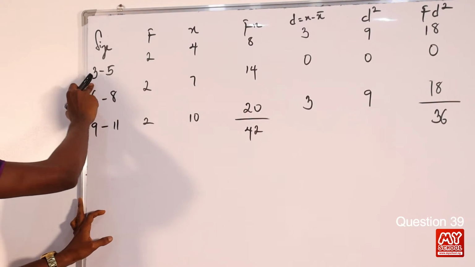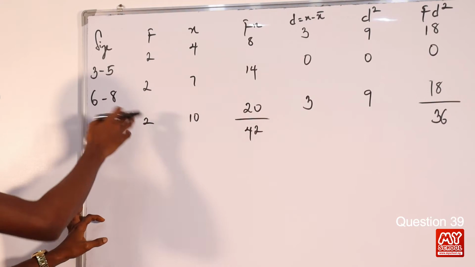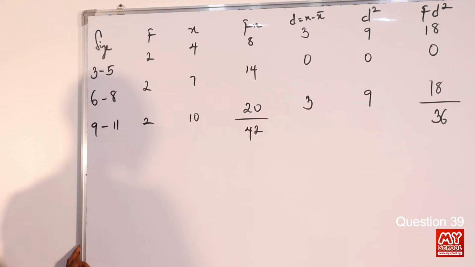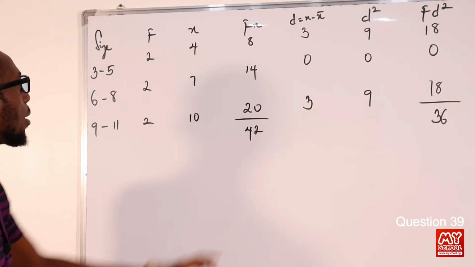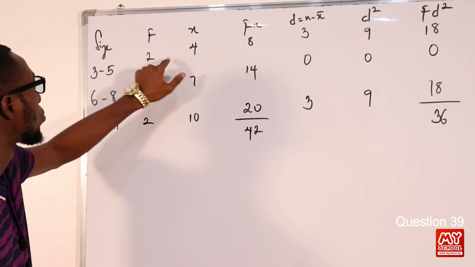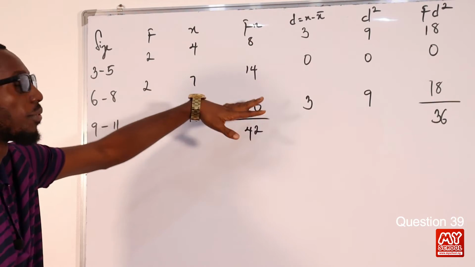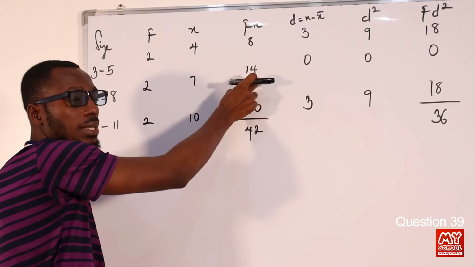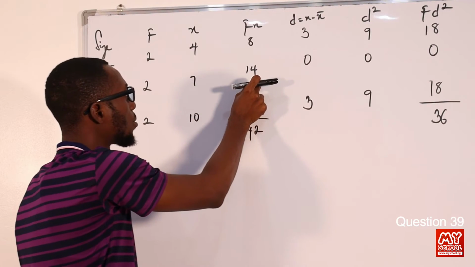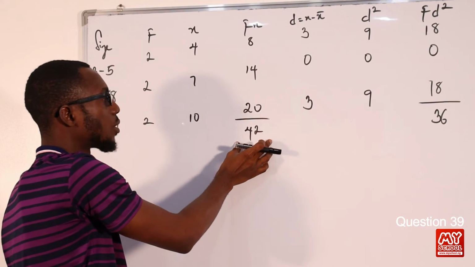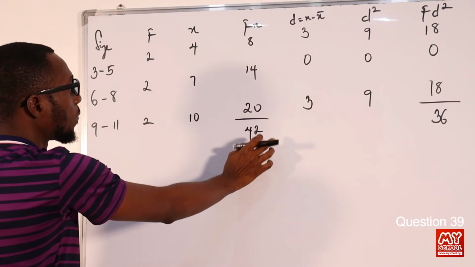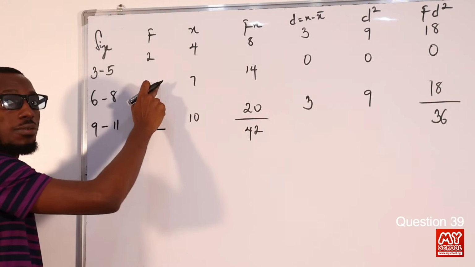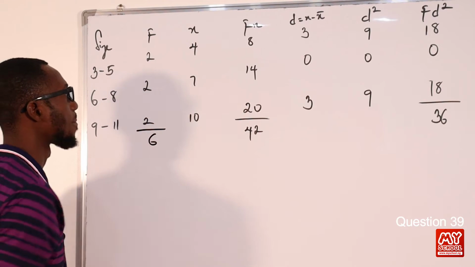5 plus 3, that is 8, divided by 2, we have 4. 8 plus 6, that is 14, divided by 2, we have 7. You can see the difference is 3, 3, 3. You can use another method as well. So we have fx: 2 times 4, 8; 2 times 7, 14. Adding up, 8 plus 14 gives us 22, plus 20 we have 42. So the summation of fx is 42. The summation of the frequency, 2 plus 2, 4 plus 2, that is 6.